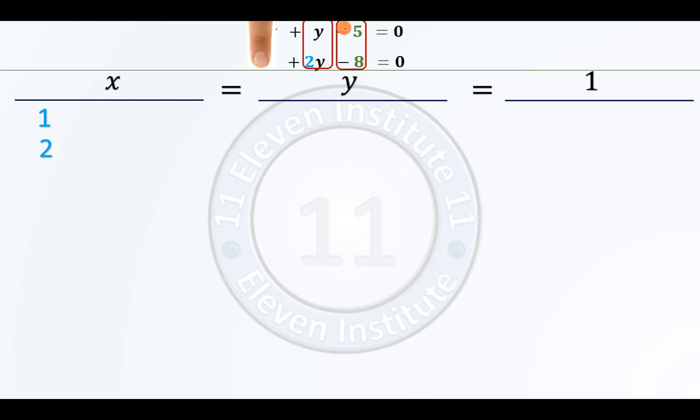Now what we are left with is minus 5 and minus 8. So we will copy minus 5 from here and bring it here. And we will copy minus 8 from here and bring minus 8 below minus 5. I hope this is clear.